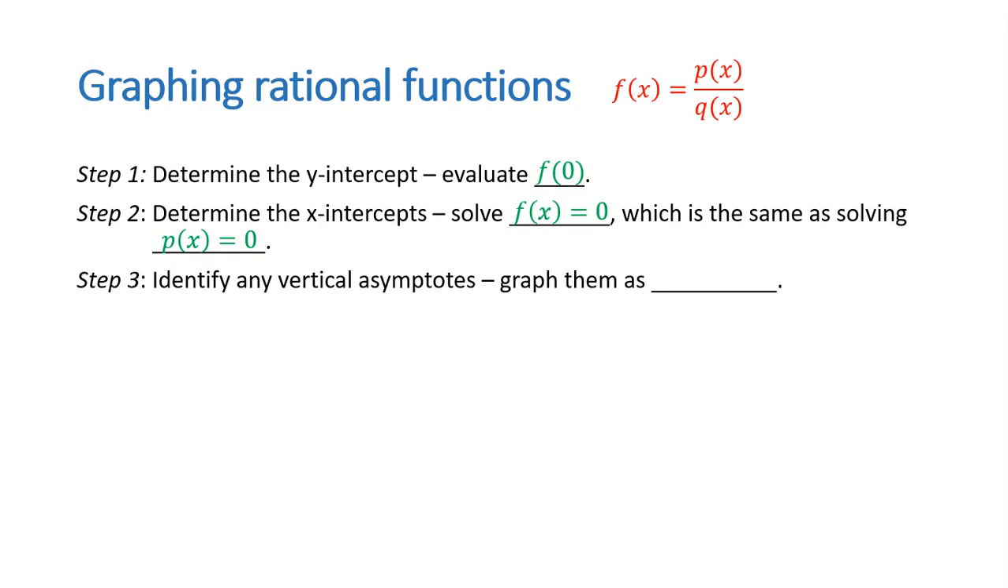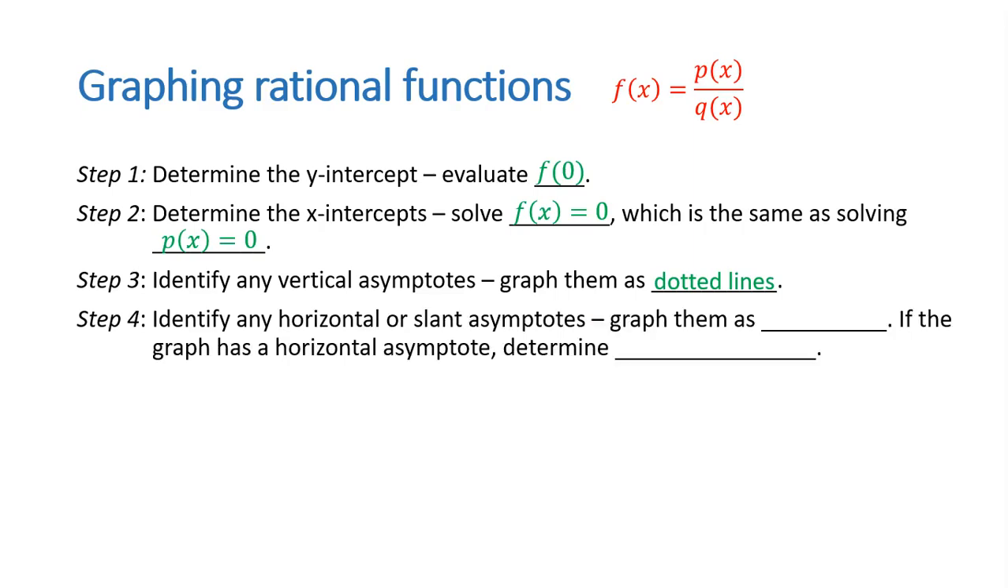Our next step is to identify any vertical asymptotes, anything that makes the denominator 0. We're going to graph these as dotted lines. Remember, they're imaginary. They're not actually part of the graph. They're imaginary boundaries that we don't cross. We have something to the left, something to the right. We don't touch them, we don't cross them. So we graph them as dotted lines.